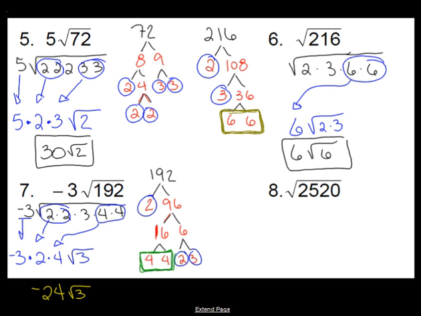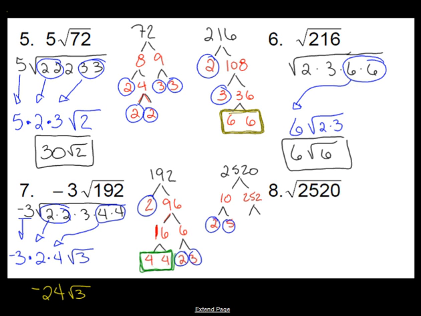Our last one we have right here is 2,520. I know I can divide this by 10 because it ends in a 0, so let's take a 10 out of it. This is going to be 10 times 252. No pairs and no prime numbers, so I'm going to split these again. This is going to be 2 times 5 here. 2 times 5. Oh, there's some prime numbers there.